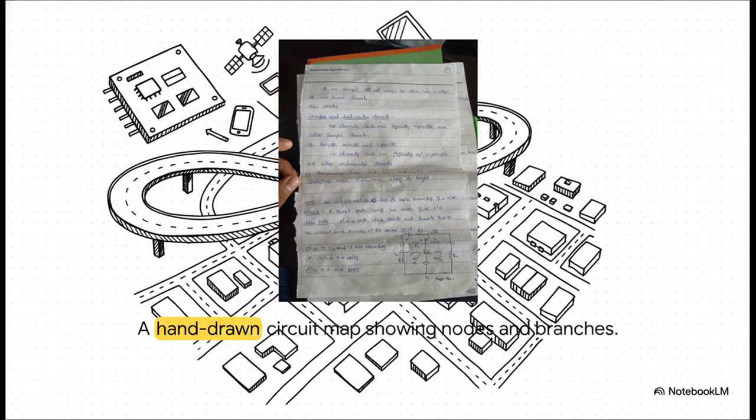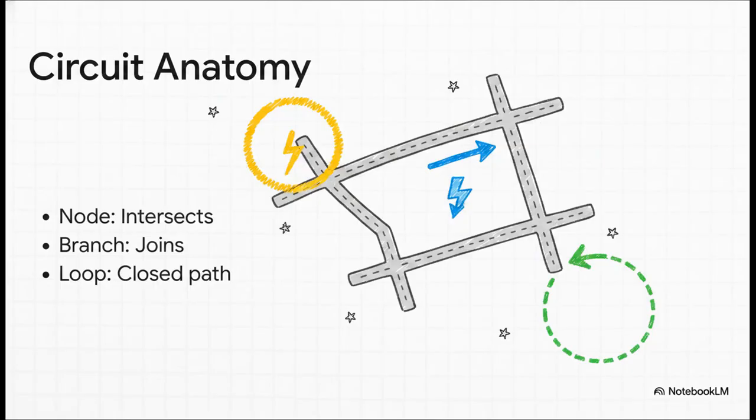But here's the secret. Every single complex electronic device you own, from the smartwatch on your wrist to a satellite orbiting the Earth, can ultimately be broken down into a few simple connected shapes. If we just treat a circuit layout exactly like a city roadmap, it suddenly becomes incredibly easy to navigate. To confidently read that map, we just need a shared vocabulary.